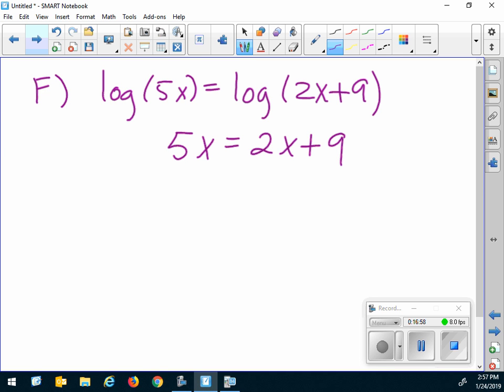Subtract. Good. There you go. Why can I do this right here? Aaron said subtract 2x from both sides. x equals. Now, what you got to do? You got to check it.